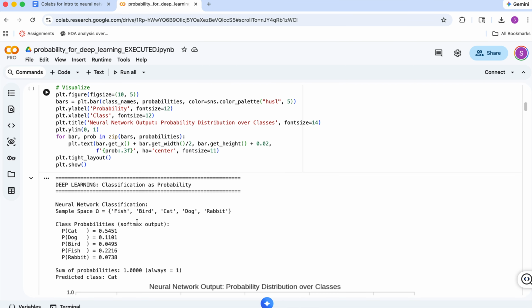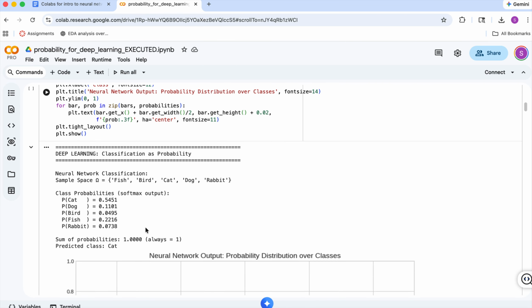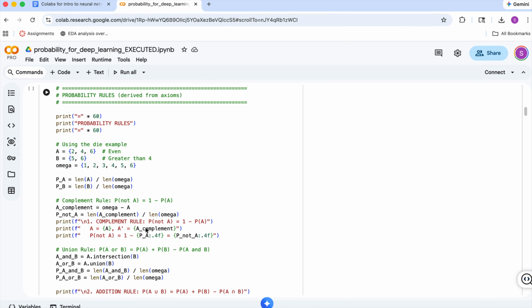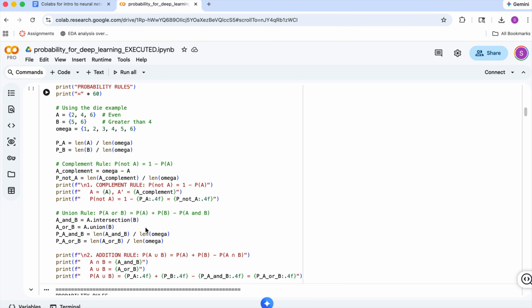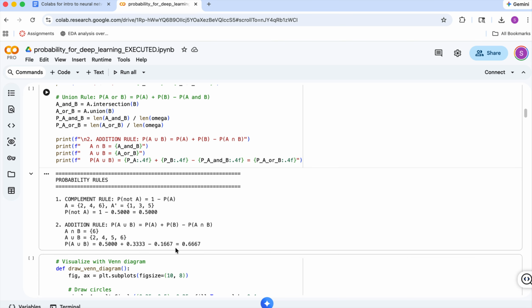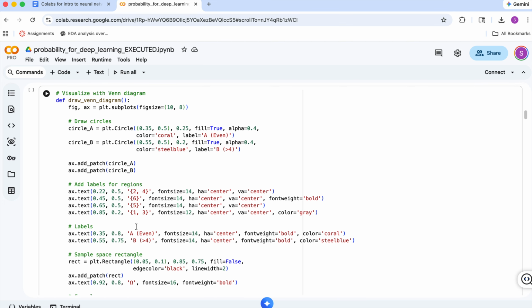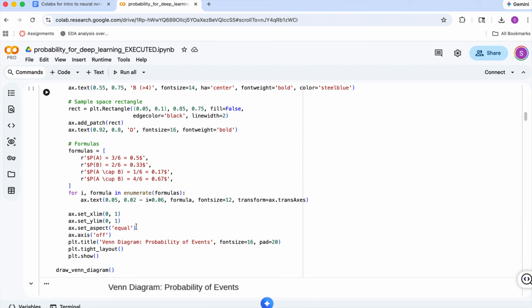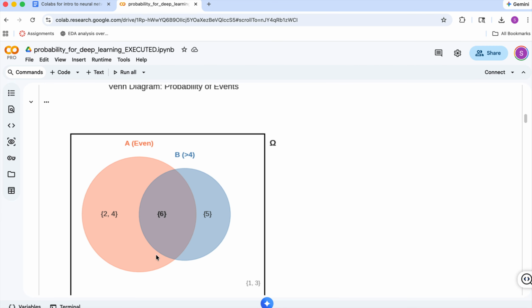into probabilities using softmax. Next, in the next cell, I compute the complement, union and intersection of two events A and B on a die roll and verify all the probability rules. Next, this cell draws a Venn diagram with two overlapping circles representing events A and B.